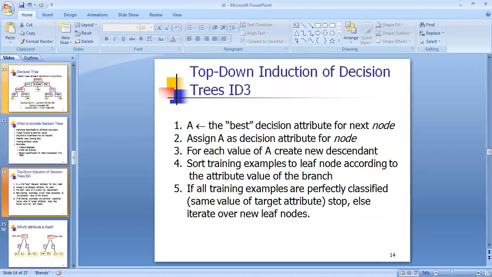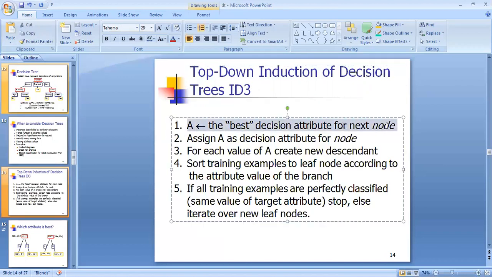So now you come to the decision tree algorithm. It is a very important algorithm from the exam point of view for machine learning, and also to understand the concept. So it is ID3. ID3 means Induction of Decision Trees. So A is the best decision attribute for the next node. Assign it as the decision for the node. For each value of A, create a new descendant. Descendant means coming down.